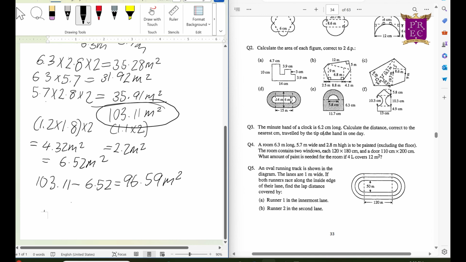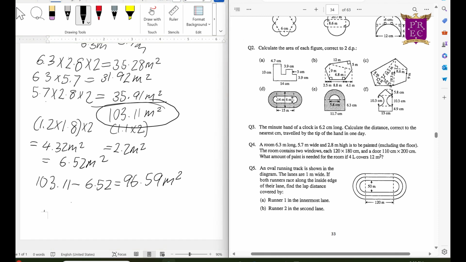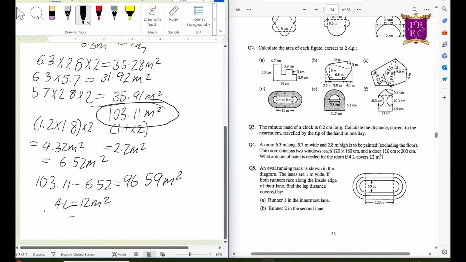It says 4 liters covers 12 square meters. So we'll just do ratios again. 4 liters covers 12 square meters. So how many liters does 96.59 square meters cover? Okay, x liters. We need to find out what x is.